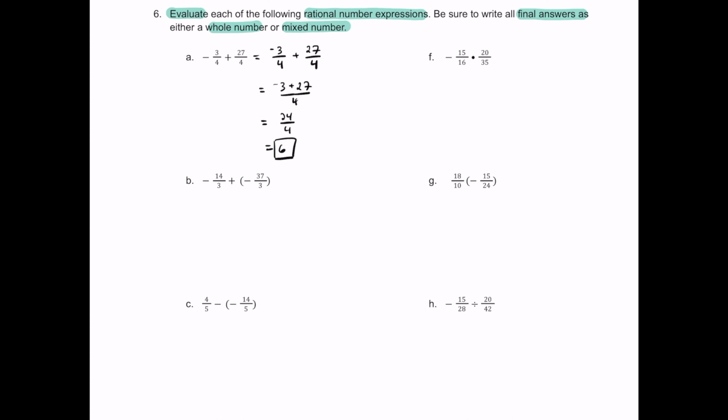For letter B, I'm going to give that negative to the top, so it's negative 14 over 3 plus negative 37 over 3. And so they're both over positive 3, which is good. So you have negative 14 plus negative 37, both over 3. If you add the numerators here, it's negative 51 over 3, which happens to be negative 17, right? So if you know 5 plus 1 is 6, then it's divisible by 3. So 17 times 3 is 51.